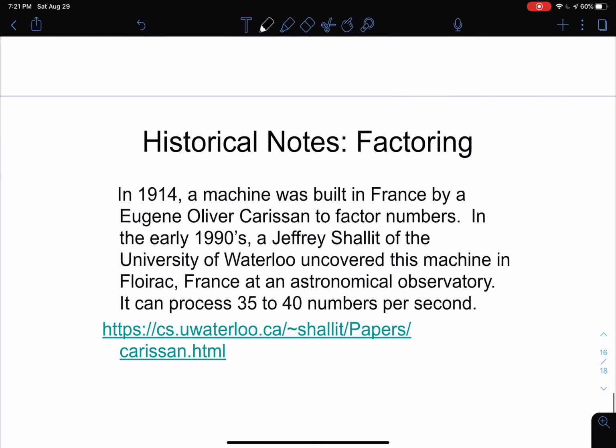All right, some more historical notes. Kind of a remarkable thing done in 1914. A machine was built in France by Carissan to factor numbers. It was used for a while, but it got stored away and left in a closet for a long time at this astronomical observatory. Then all of a sudden in the 1990s, Jeffrey Shallit from the University of Waterloo found it hiding in this closet in France at this astronomical observatory. And it turns out this machine's pretty remarkable in that it can process 35 to 40 numbers per second.